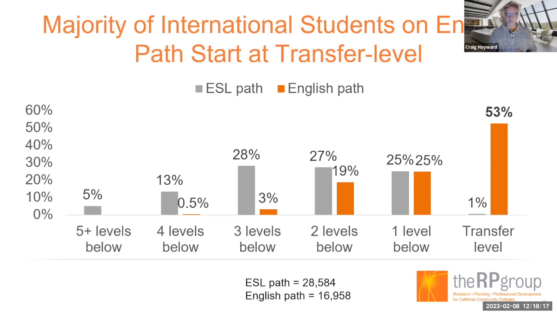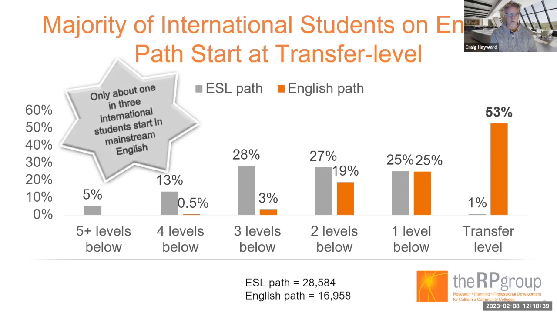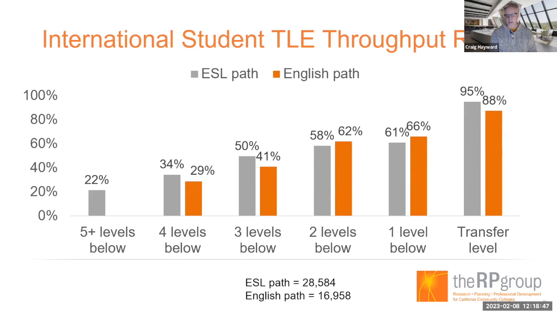at 3 levels below, 2 levels below, 1 level below, in roughly equal proportions, and then relatively fewer students starting below 3 levels below, and not many having access to transfer level ESL, as that's still a fairly restricted option. And about 1 in 3 of its international students start on the English pathway. About 65% of students start on the ESL pathway. And then throughput rates do vary by your starting level.